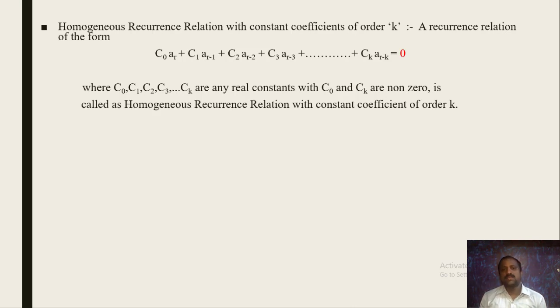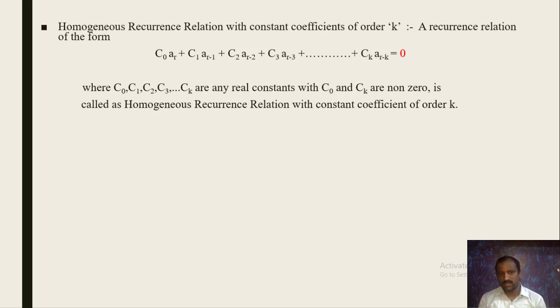If c_0 equal to 0, then the term of a_r is absent in the recurrence relation. And if the a_r term is absent, then the recurrence relation will not be possible. So, the most important condition is that the c_0 value is not equal to 0. So, in every recurrence relation, the a_r term is present at least.